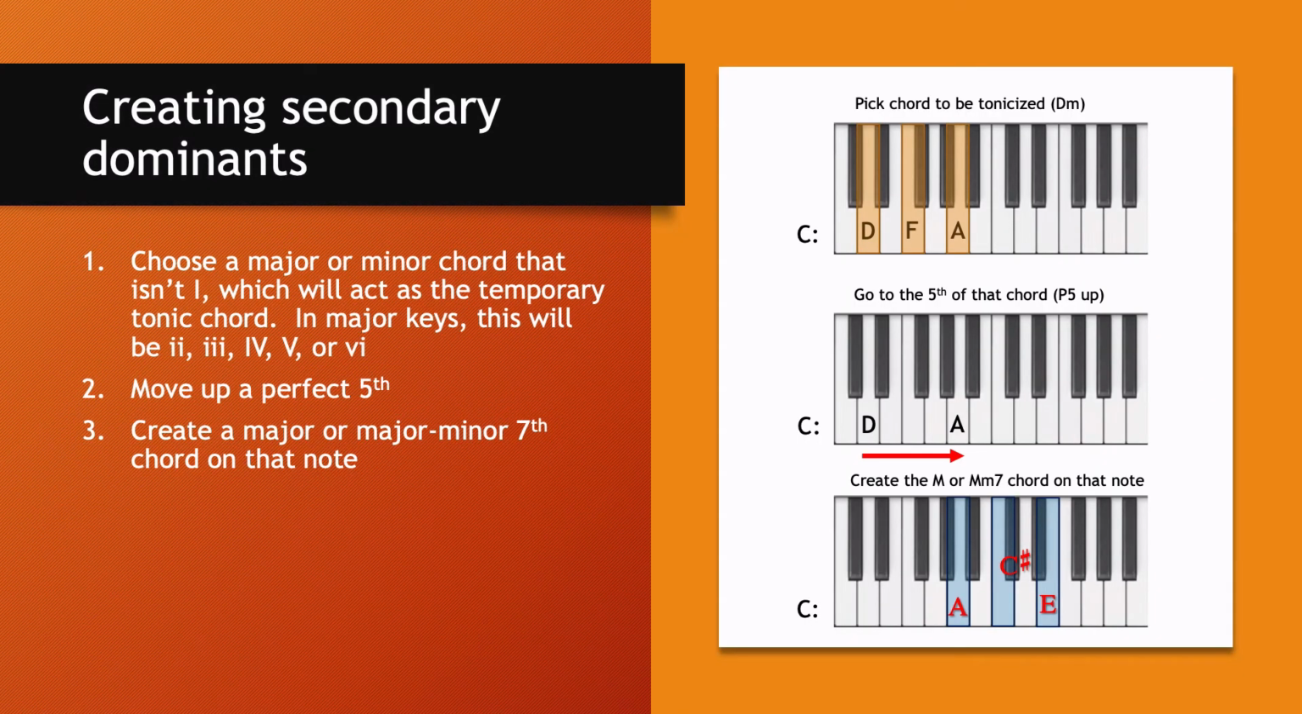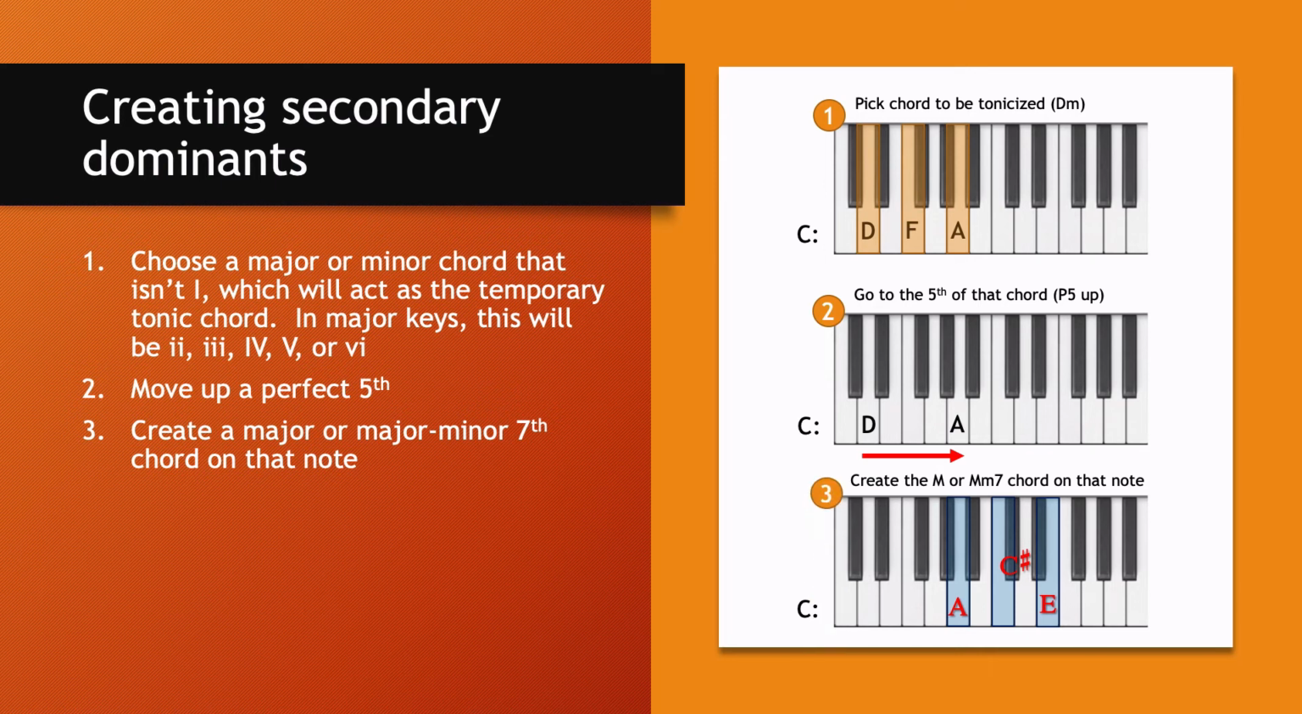Creating secondary dominants is also pretty easy. Just pick a chord that you want to add extra emphasis to, or the chord that's going to be tonicized. In this case, I'm picking a D minor chord in the key of C. So C is my tonic, D minor is my 2 chord. Then I'm going to go to the 5th of that chord, or just up a 5th. That's going to be where my secondary dominant is built.